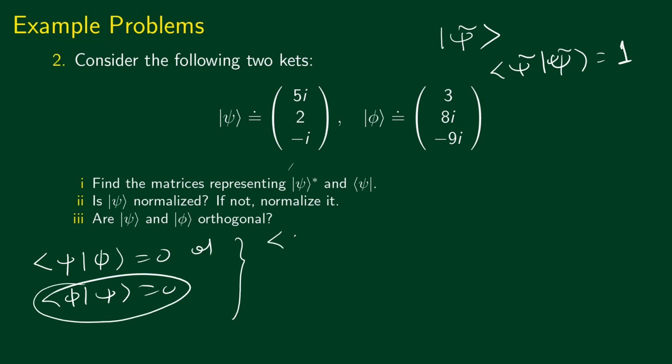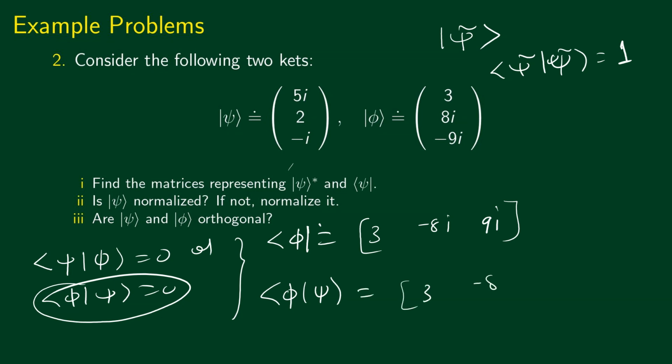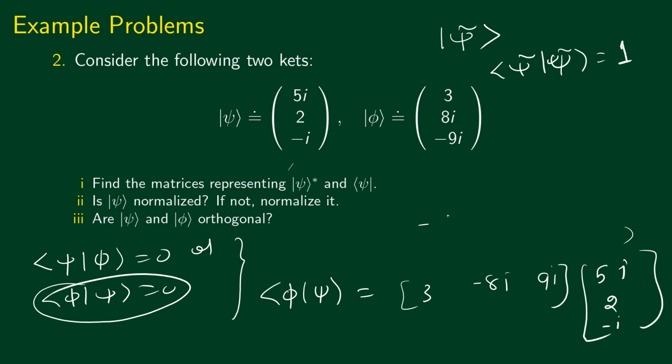So let's find bra phi first. Bra phi is represented by the row matrix 3, minus 8i, and 9i. Sorry, I should have transposed it. So what is bra phi ket psi? This is equal to the row matrix 3, minus 8i, 9i, multiplied by 5i, 2, minus i. This is the matrix that represents ket psi, and this is the matrix that represents bra phi. Now we just have to multiply this and see if this is equal to 0.